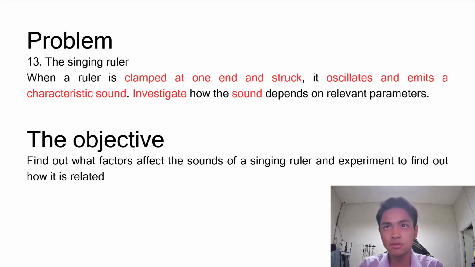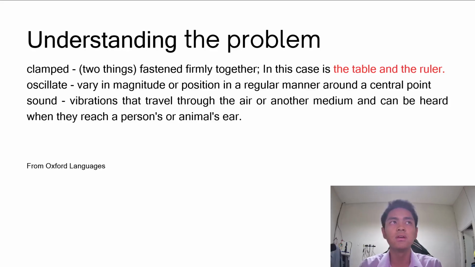So the objective is to find out what factors affect the sound of a singing ruler and experiment to find out how it is related. There are three words that might be misunderstood: first, clamped, oscillate, and sounds. The meaning can be seen as shown on the screen.